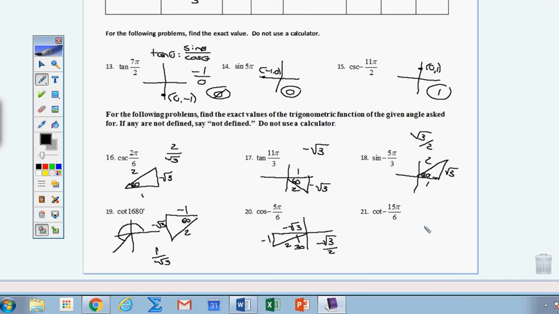All right, so cotangent of negative 15 pi over 6. Well, 12 pi over 6 is all the way around, right? So we have 3 pi over 6 to go, and that takes us to here. Well, what are the coordinates of there? It's actually 0, negative 1. And what's the cotangent of this? Well, we know that the tangent is y over x, or sine over cosine. So the cotangent is the reciprocal, so it's 0 over negative 1, which equals 0.